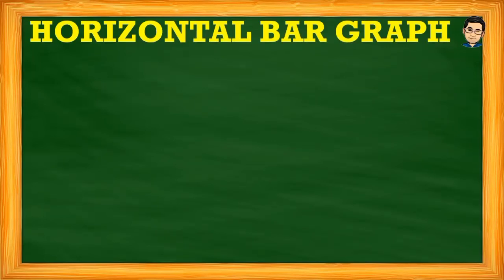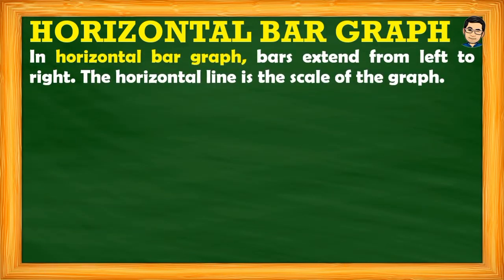Next, let us first discuss a horizontal bar graph. In a horizontal bar graph, bars extend from left to right. The horizontal line is the scale of the graph. Horizontal bar graph, pahiga po yan, kaya nag-extend po yan starting from left. Dun sa pinaka-left nag-uumpisa yung bilang natin from 0 papataas. Hindi tayo nag-uumpisa sa right, kung nasa left yung ating bilang.